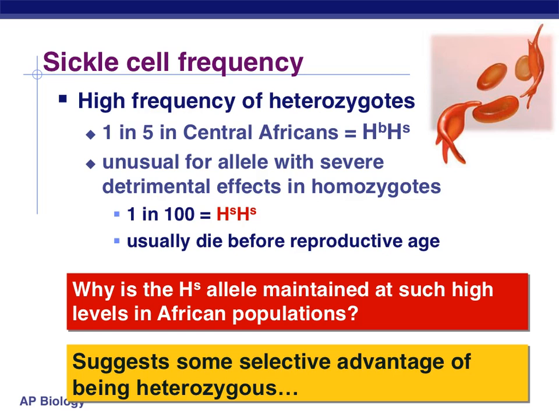Considering that people who have the full-blown disease usually die before reproductive age, it's astonishing that we have that many heterozygotes. So why is this particular allele maintained at such a high level in African populations? Well, it suggests that somehow there is an advantage to being heterozygous. There is a selective advantage, something from an environmental standpoint.